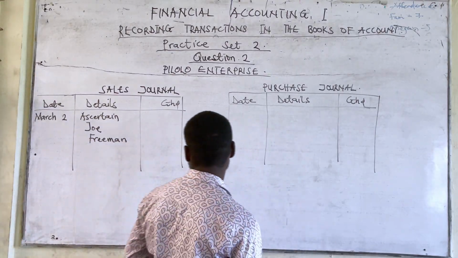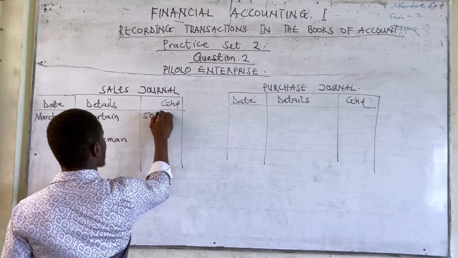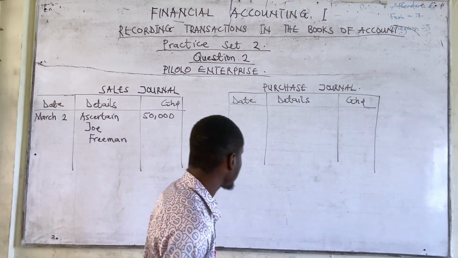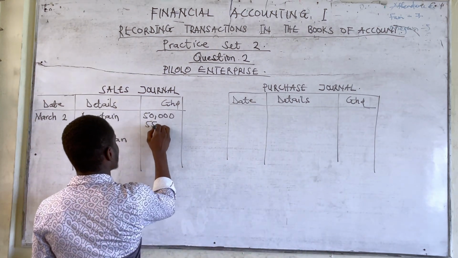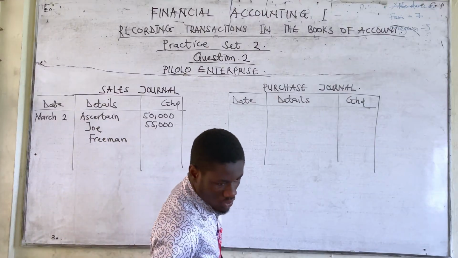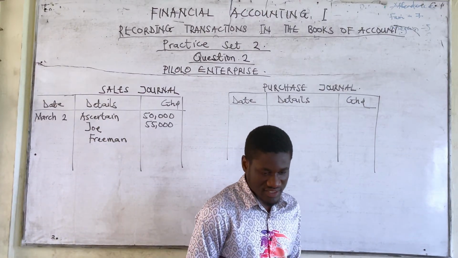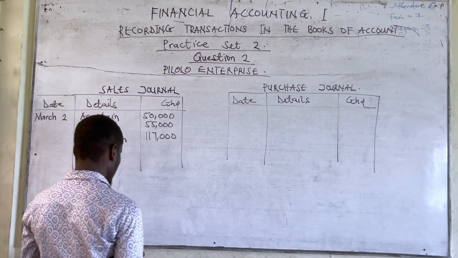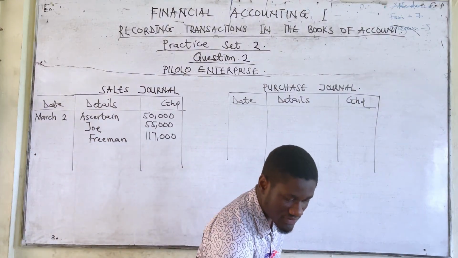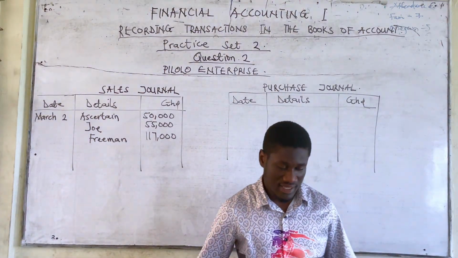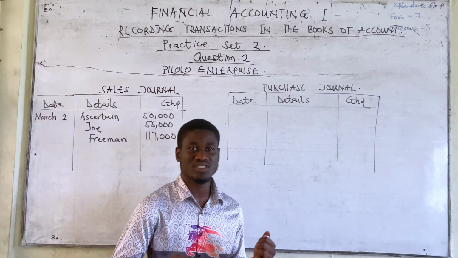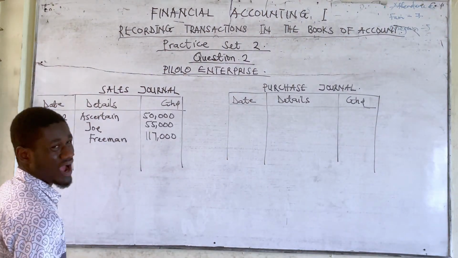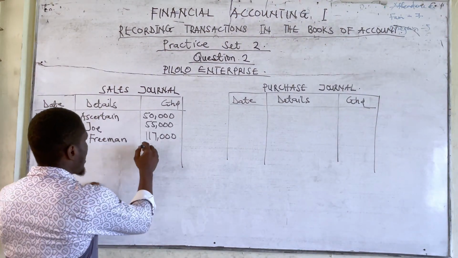So Asante was 50,000. Joe was 55,000. Freeman was 117,000. Good. So we check if there's any other credit sales, and there was none. You can see that in the question, these were the only credit sales. So that is what you are going to record. Good. So after doing this, you close your account.